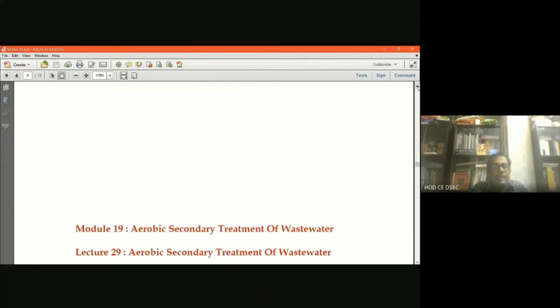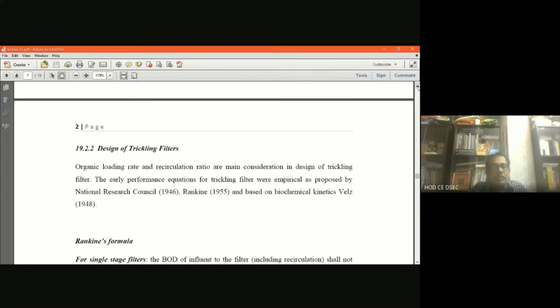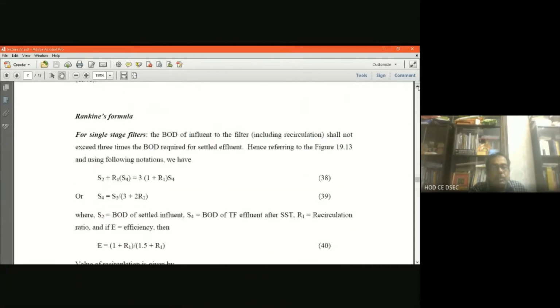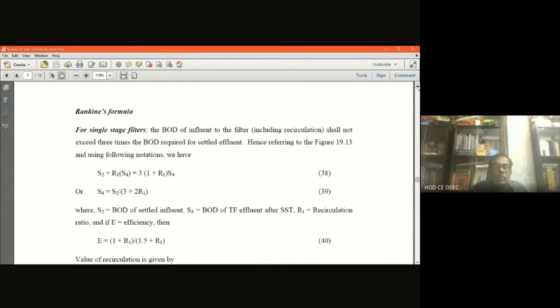Now, the kinetics portion I must describe for discussing the problem. This is the classic Rankine's formula. You must know (S2 + S1) into S4 = 3 into (1 + R1). That means the BOD influent to the filter, including recirculation, shall not exceed 3 times the BOD required for the settled effluent. Hence, the expression can be written as the one we will use in the numerical problems when you solve for recirculation of sludge, that is (S2 + S1) into S4 = 3 into (1 + R1) into S4.